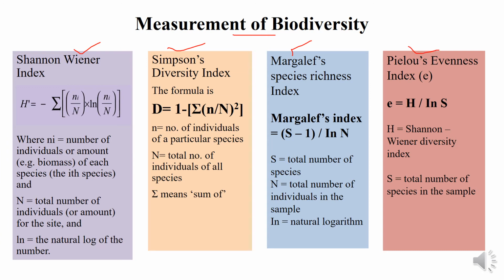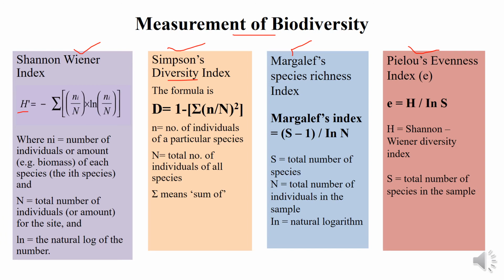Simpson diversity index and Shannon-Wiener diversity index are the two very important diversity indices. Shannon is very important: H' is equal to minus the sum of Ni by N into ln of Ni by N. I have already discussed it in my biodiversity lecture, you can just go through it. Ni means the number of individuals of a particular species, and N is the total number of all individuals.